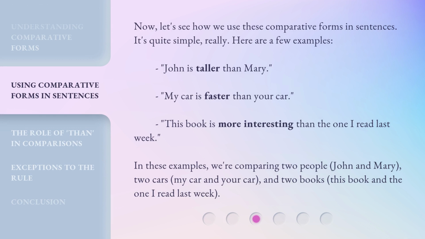Now, let's see how we use these comparative forms in sentences. It's quite simple, really. Here are a few examples. John is taller than Mary. My car is faster than your car. This book is more interesting than the one I read last week. In these examples, we're comparing two people, John and Mary, two cars, my car and your car, and two books, this book and the one I read last week.